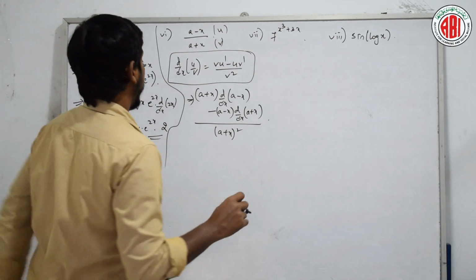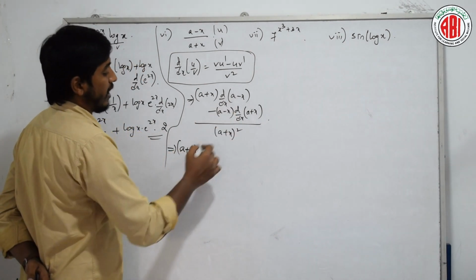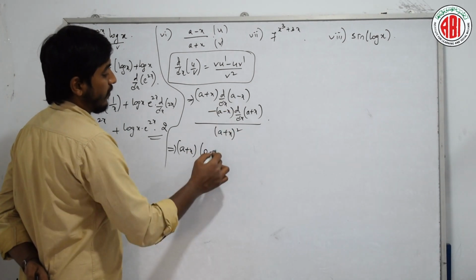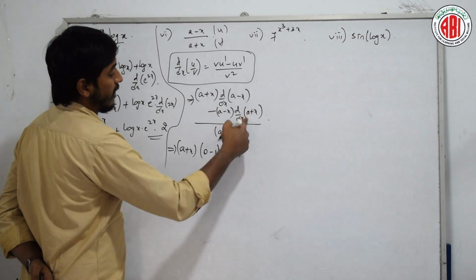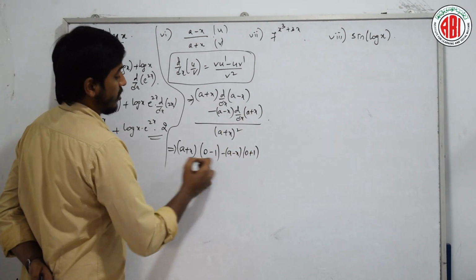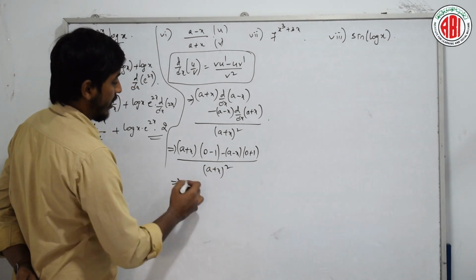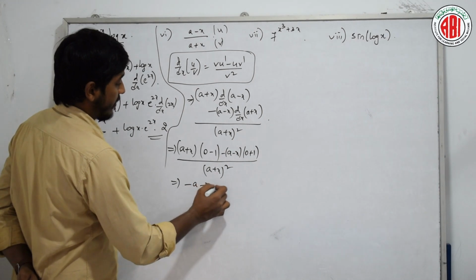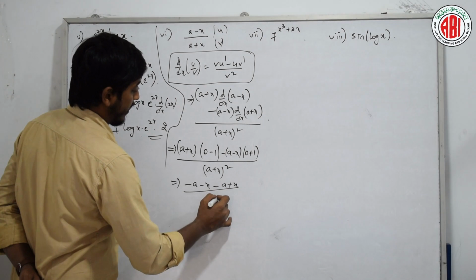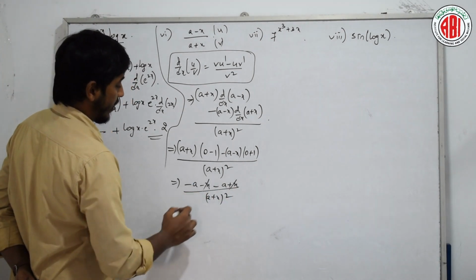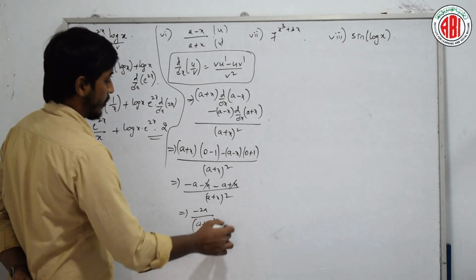Okay? See here, let us write directly now. A plus x into differentiation of a is 0, differentiation of x is 1, minus a minus x into differentiation of a is 0, differentiation of x is 1, divided by a plus x whole square. This will be minus a minus x, let us multiply this also, minus a plus x divided by a plus x whole square. Here x will get cancelled, I will get minus 2a by a plus x whole square.